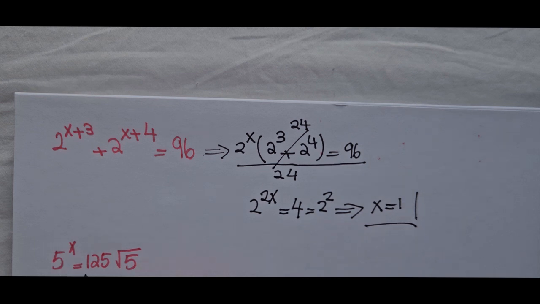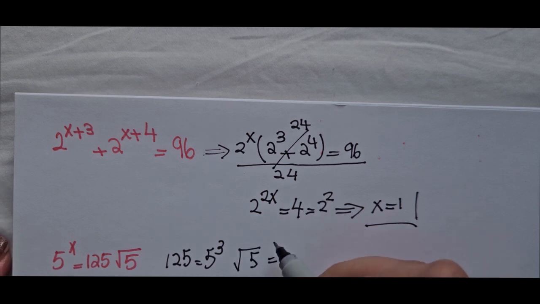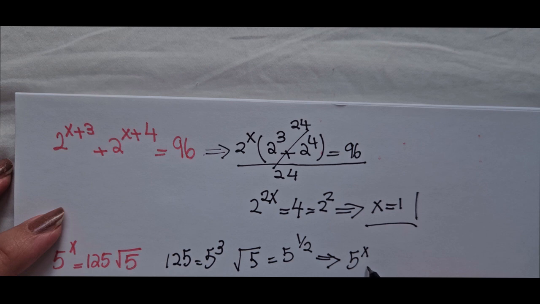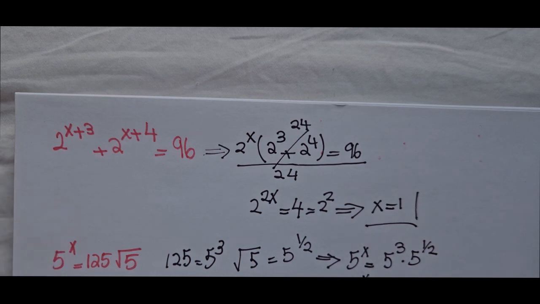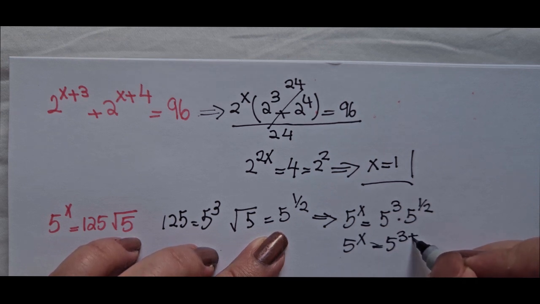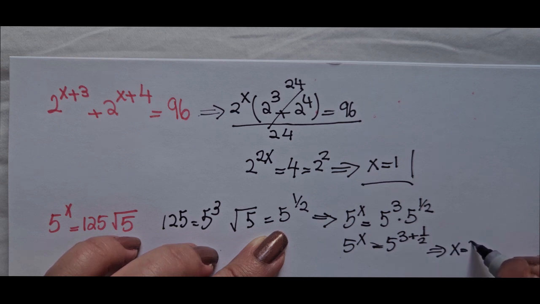For the next one, here you have the base as 5. And as you know, 125 can be written as 5 to the power 3. Square root of 5 can be written as 5 to the power 1 over 2. So let's substitute: 5 to the power x is equal to 5 to the power 3 multiplied by 5 to the power half. So 5 to the power x is equal to 5 to the power 3.5, right? 3 plus half. So from here, you could say that x is 3.5.